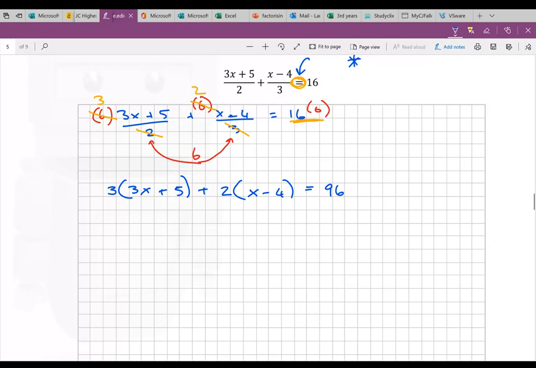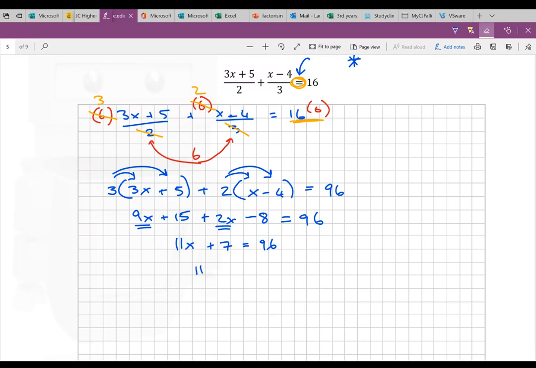So now I'm left with what we call a linear equation, and I can just multiply. 3 by 3x is 9x, 3 by 5 is 15, 2 by x is 2x, and 2 by minus 4 is minus 8, equal to 96. Now, I would always like to add my like terms before doing any adding or subtracting or moving across the equal sign. So we have 9 plus 2 is 11x, 15 minus 8 is plus 7, equal to 96.